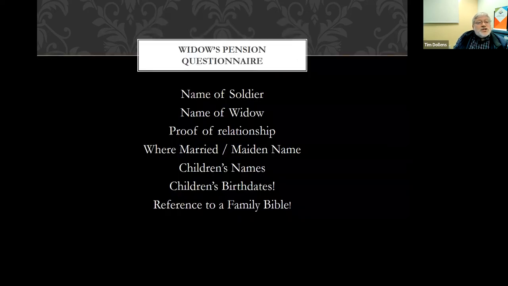So a questionnaire from the widow could include the soldier's name, or the widow, when and where they got married, and of course, children's names, their birth dates. And sometimes family members put the family Bible or the reference to a family Bible in the record. So even if the family Bible is not there, they transferred the information from the Bible. You might start looking in your family for who's got the family Bible, which one of their five or six kids got the Bible when grandma died. So those are good clues to know that, hey, there's a record that exists on your family.